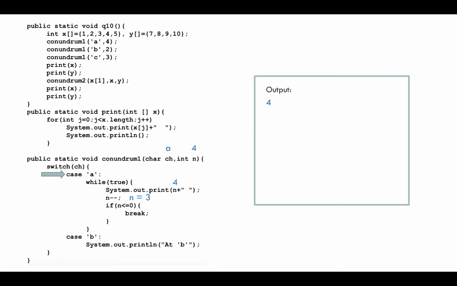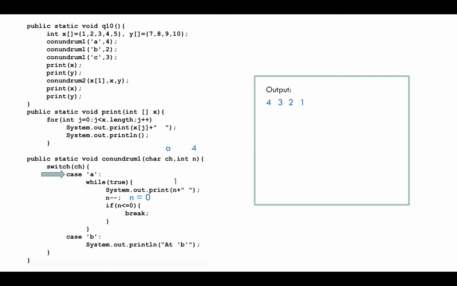Since it is still true, it prints out again the value of n, which is 3 with a space. And then this value is decreased by 1 again, so n is equal to 2. It will continue to go through the while loop, print out the value of n, and then decrease n by 1. So 2 followed by a space was printed, and then n equal to 2 is decreased by 1. So 1 followed by a space is printed, and then n is decreased by 1 again, so n is equal to 0.